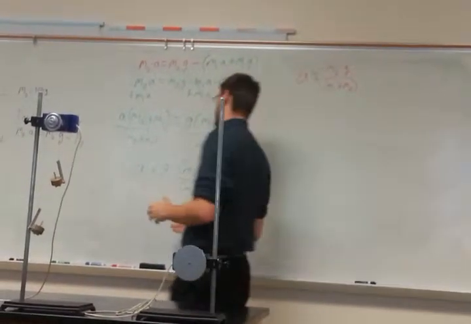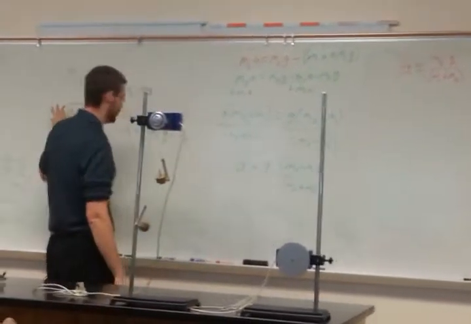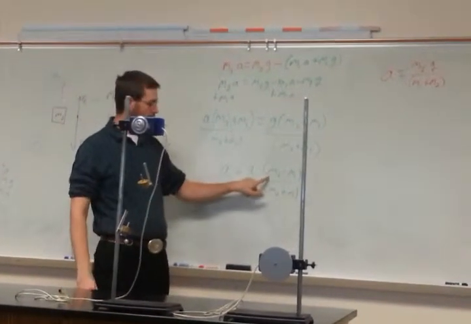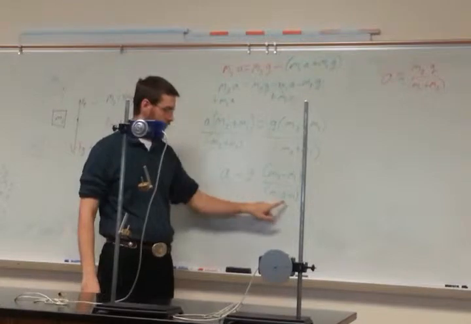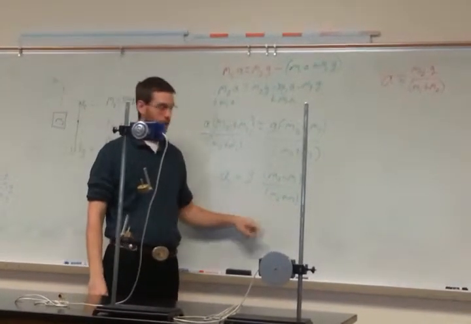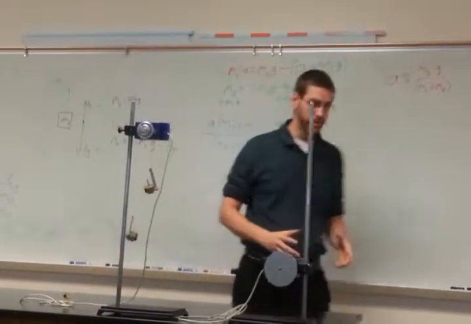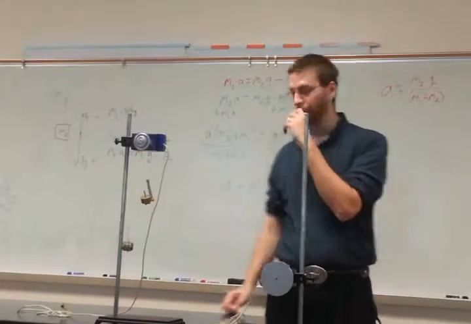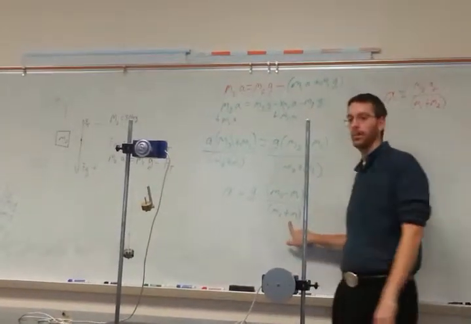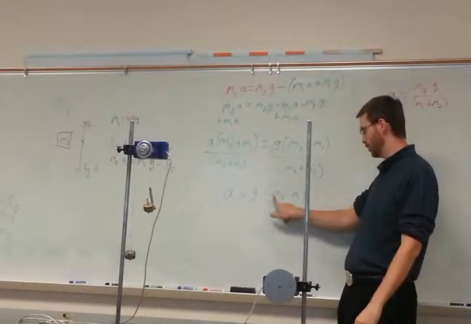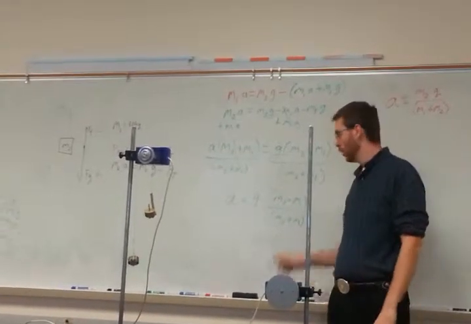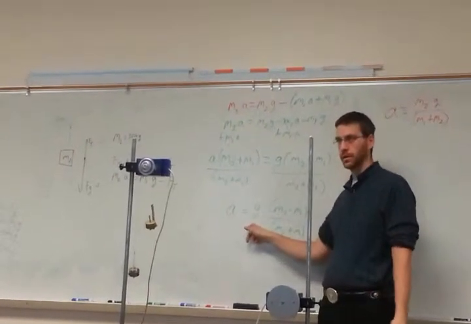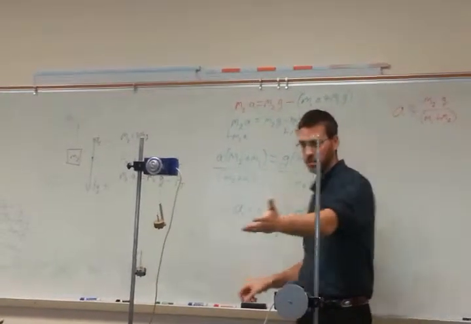And all this says is the acceleration of this system is equal to G, which is constant, times the difference in the masses over the sum of the masses. Okay? So if the masses are exactly the same, let's say 100 grams, what's 100 grams plus 100 grams? 200 grams. What's 100 grams minus 100 grams? 0. What's 0 divided by 200? 0 times g. 0. What's the acceleration of the system?